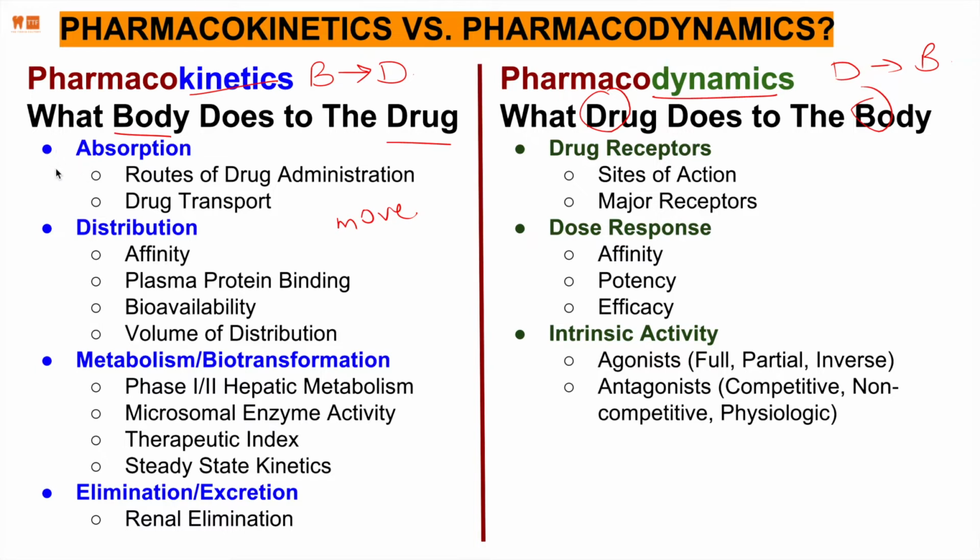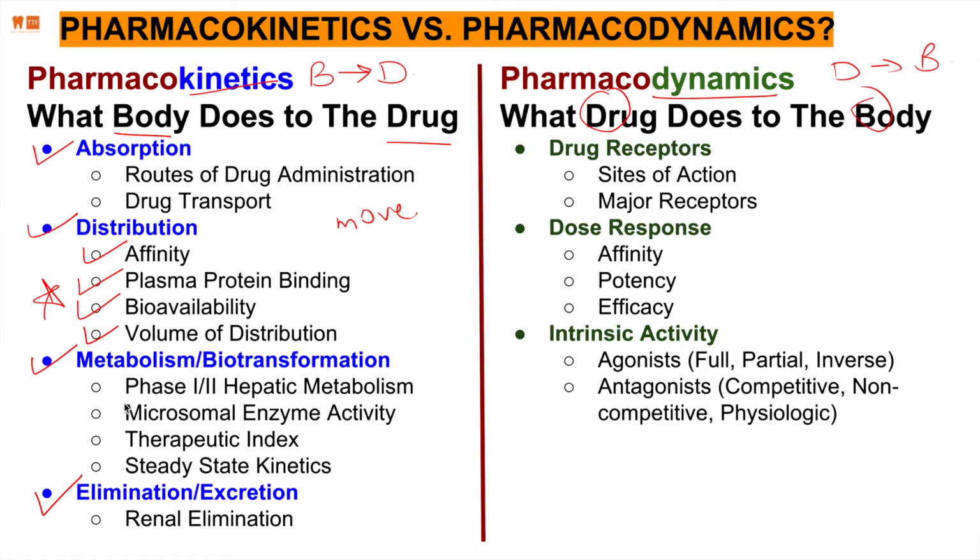We're going to talk about four major concepts, very important in basic pharmacology: absorption, distribution, metabolism, also known as biotransformation, and elimination and excretion. Absorption has routes of drug administration and drug transport. Basically, how does it get to the blood? And then distribution is when it leaves the blood, or what happens to the drug in the blood. So affinity, the plasma protein binding in the blood, the bioavailability, how much drug gets to the blood itself, and then volume of distribution and where it gets distributed from the blood to which tissues. All of that is under distribution. Extremely important concepts, guys, so get your notes out and let's go ahead.